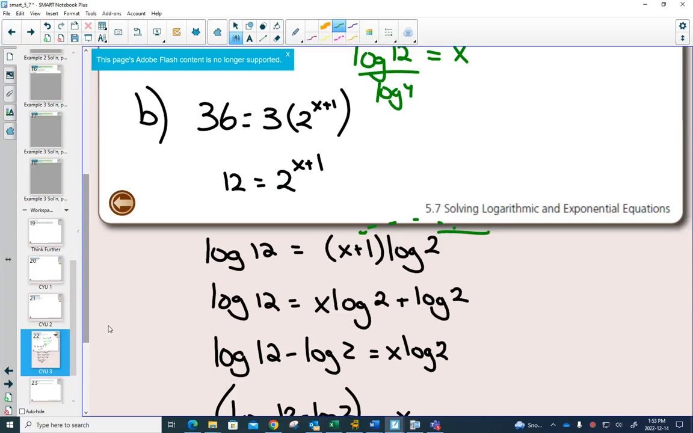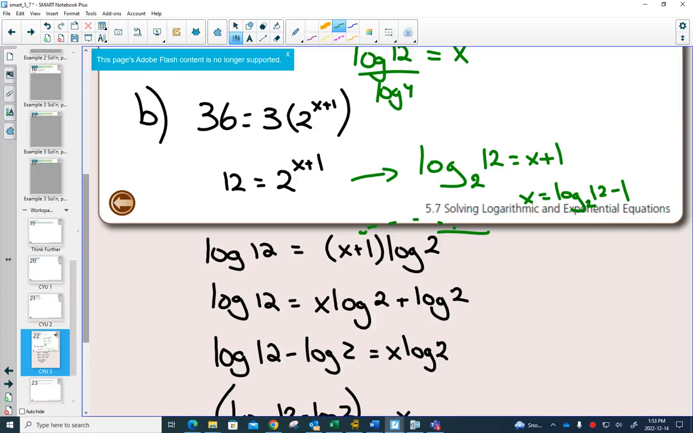Check this out. If you wanted to change it to exponential form, or like to log form right here, and use the base, this would be log base 2 of 12 equals x plus 1. Uh-oh. We have an x plus 1. It's not just an x. But can you see you just subtract 1 on both sides? So then x would equal log base 2 of 12 minus 1.